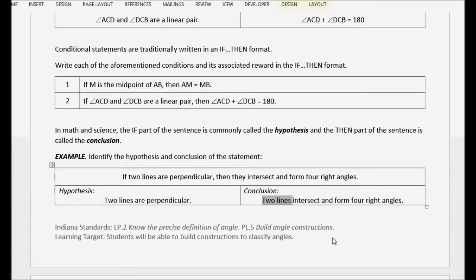Pronouns are bad. Alright? Pronouns are used in if-then statements, but when you separate them into hypothesis and conclusion, you need to make sure that you are telling what they is. So don't use the word they. Substitute the actual noun, which comes from the first part of the sentence. Two lines intersect to form four right angles.